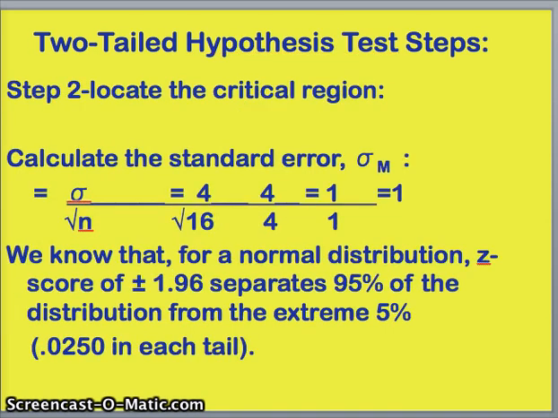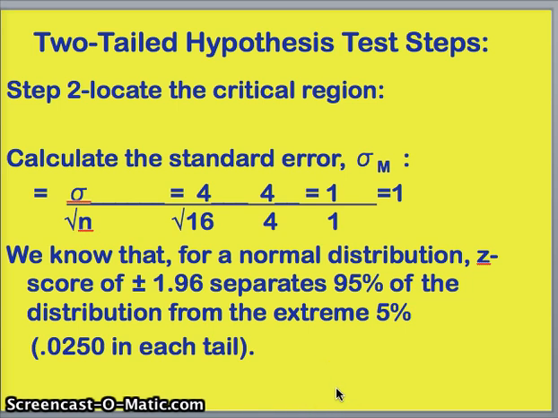In step 2, we're going to locate the critical region. We're going to do that by calculating the standard error of the mean. We're going to divide the standard deviation of the population by the square root of n. The population standard deviation is 4, and the number of individual rats in our sample of baby rats is 16, so it's going to be 4 divided by the square root of 16. 4 divided by 4 equals 1.